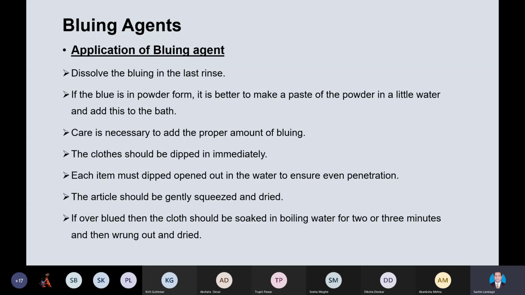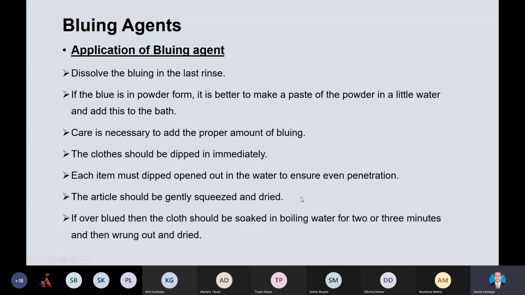That's why we have to carry out proper dissolution. Suppose in the powder form there are undissolved particles, what will happen? We are going to get blue specks on the garment. Again, that is undesired. So we have to carry out proper dissolution, mix it properly in water, and then dip the garments in the bluing agent. After the required time is over, remove them, squeeze and dry.